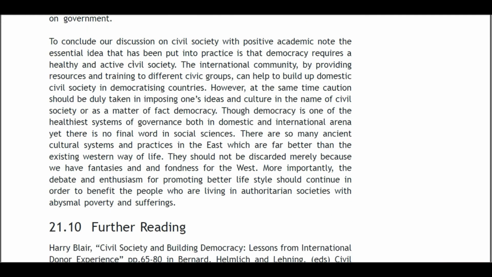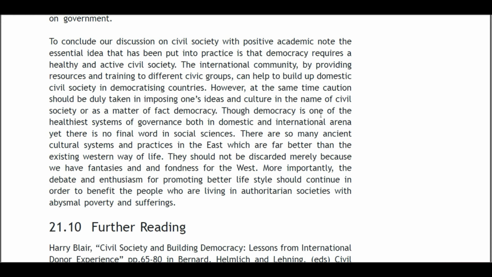To conclude our discussion on civil society on a positive academic note, the essential idea that has been put into practice is that democracy requires a healthy and active civil society. The international community, by providing resources and training to different civic groups, can help to build up domestic civil society in democratizing countries. However, at the same time, caution should be taken in imposing one's ideas and culture in the name of civil society or, as a matter of fact, democracy.